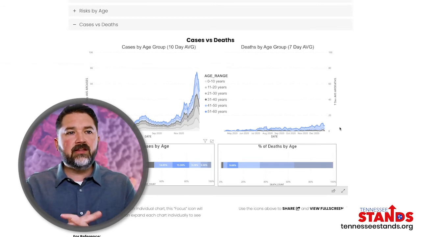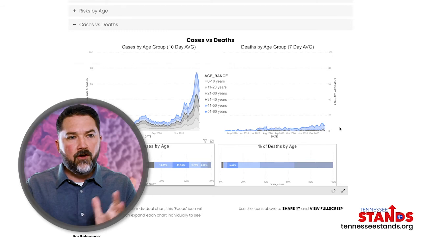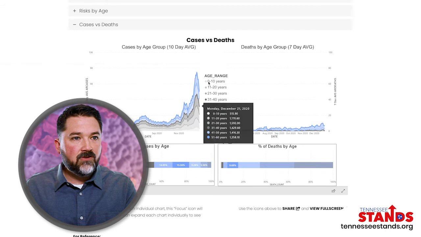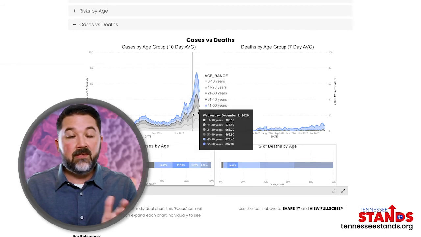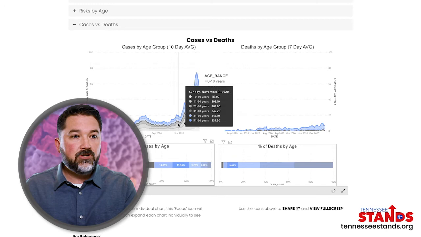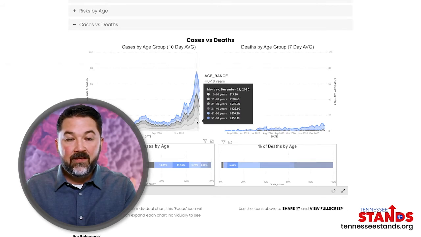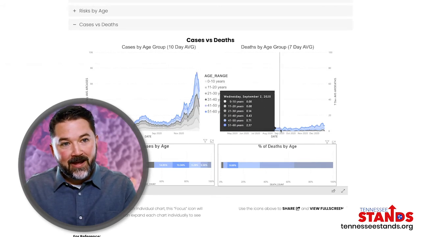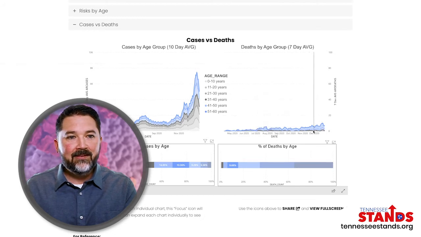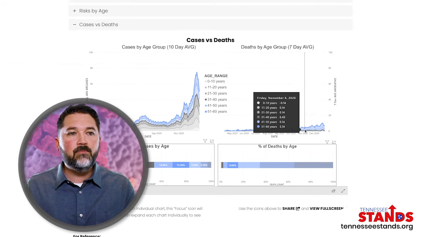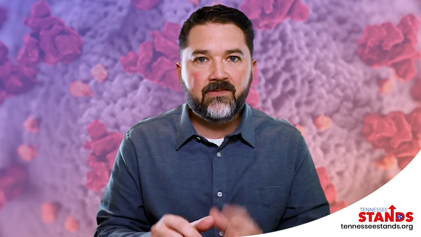So you can come back and check this. It's also interesting to see, on the cases side, ages 0 to 10. Again, due to testing, we've talked about that before on our testing chart. But you can see in November, and especially coming into December, a dramatic rise in the number of cases, especially in these age groups. But go to the right side and look at the deaths: a very minimal increase over that period of time. So it's a good visual for you to see age band over time, cases and deaths.